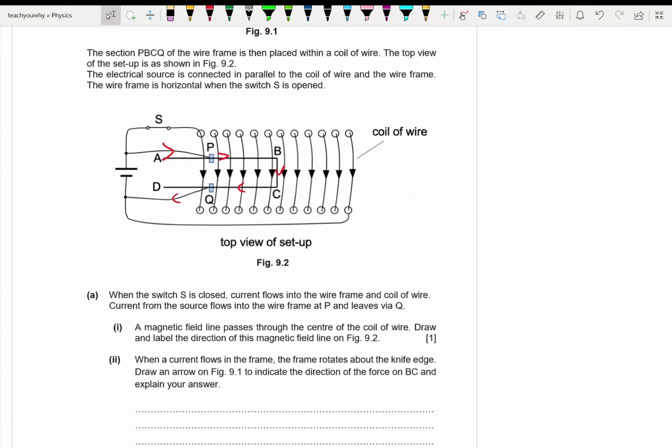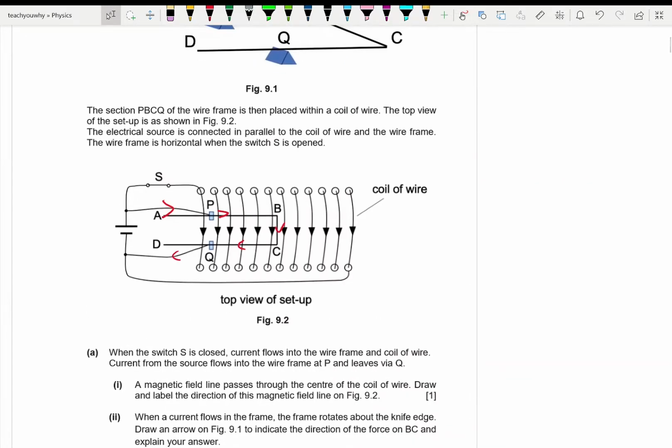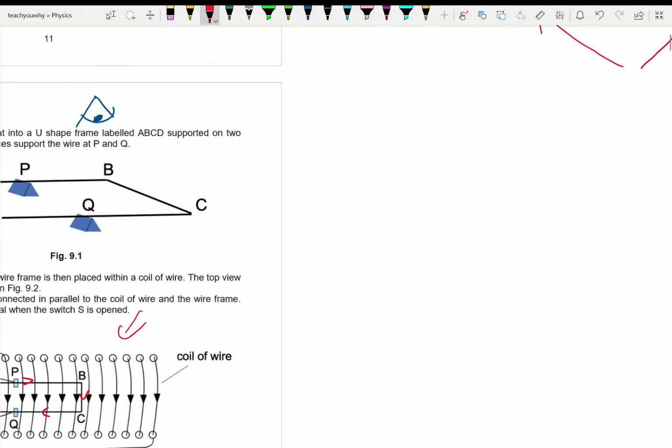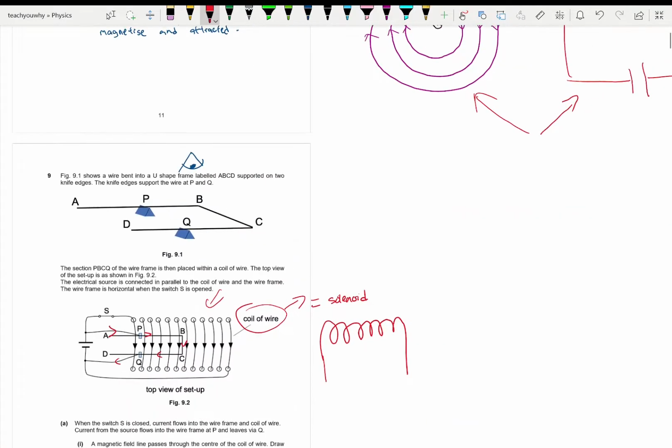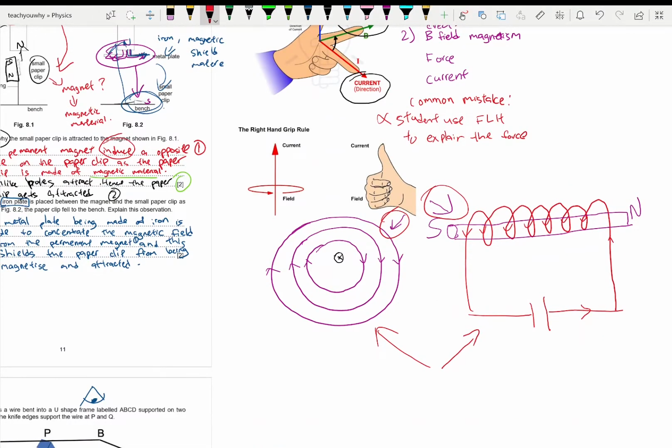Part one: a magnetic field line passes through the center of the coil of wire. Draw and label the direction of this magnetic field on figure 9.2. So we need to draw here. This is a coil. What is a coil? A coil is equal to a solenoid, same thing. So how do we determine the direction of the magnetic field? I go back to what we discussed earlier. In this case, which rule are we going to use? We are going to use the right hand grip rule. This is for the solenoid case, while the other one is for a single wire. So we are using the right hand grip rule.